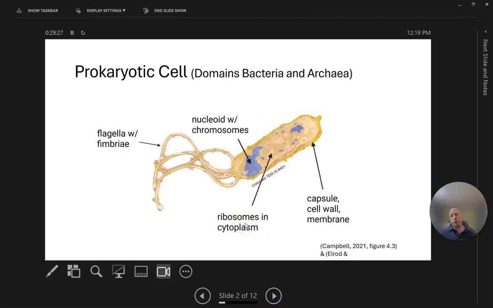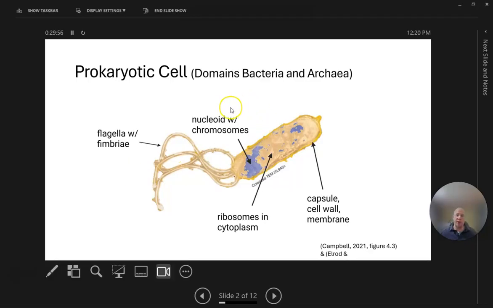Our first cell is a prokaryote, which is in the bacteria and archaea domains. This is a picture from the Campbell book, of a bacteria. We have the outer region here, which is capsule, cell wall, and membrane. Capsule for protection, cell wall for structure. The membrane is a barrier for things that go in and out. Flagella and fimbriae: fimbriae for attachment, flagella for movement.